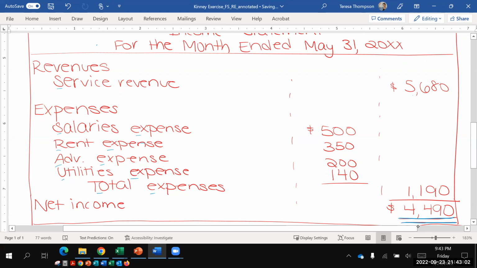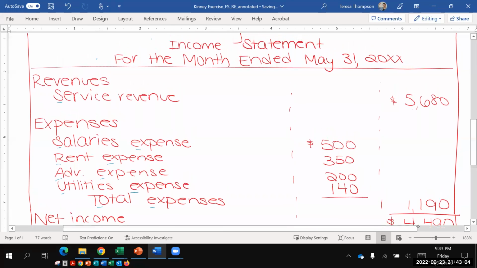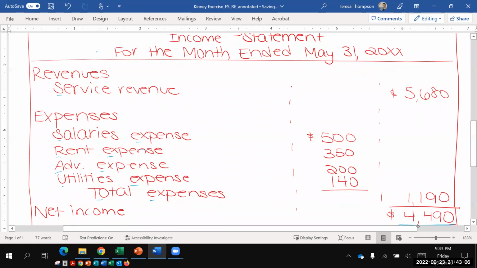What can I say? Okay, you've done your income statement. Just keep that note, keep your notes handy, because if I ever ask for an income statement, that's the format that I am looking for, because that is the correct, proper format.